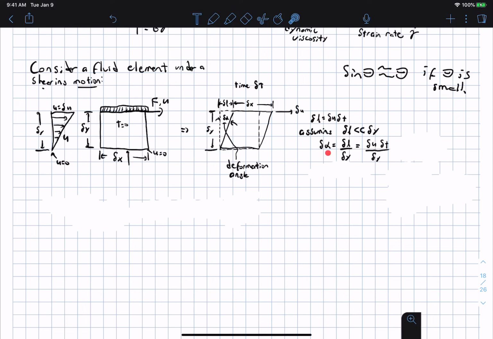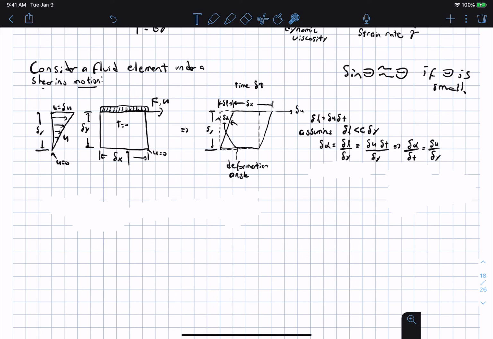So the total amount of deformation is delta alpha equal to delta L divided by delta y. I substitute in delta L in terms of the velocity and time, and I simplify. I can divide both sides by this delta t here, and I have delta alpha over delta t is equal to delta u over delta y.